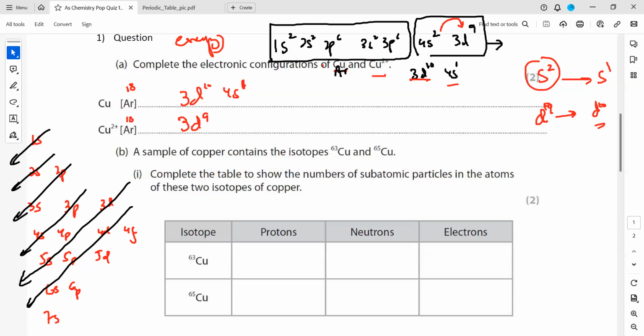Then we have to complete the number of protons, neutrons, and electrons as we check the periodic table. For even different isotopes, the proton number is the same. And because it's neutral, the electron number and the proton number should be the same. To work out the neutrons, we take the difference here, 63 minus 29. That will be 34. And this will be 65 minus 29. That will be 36.